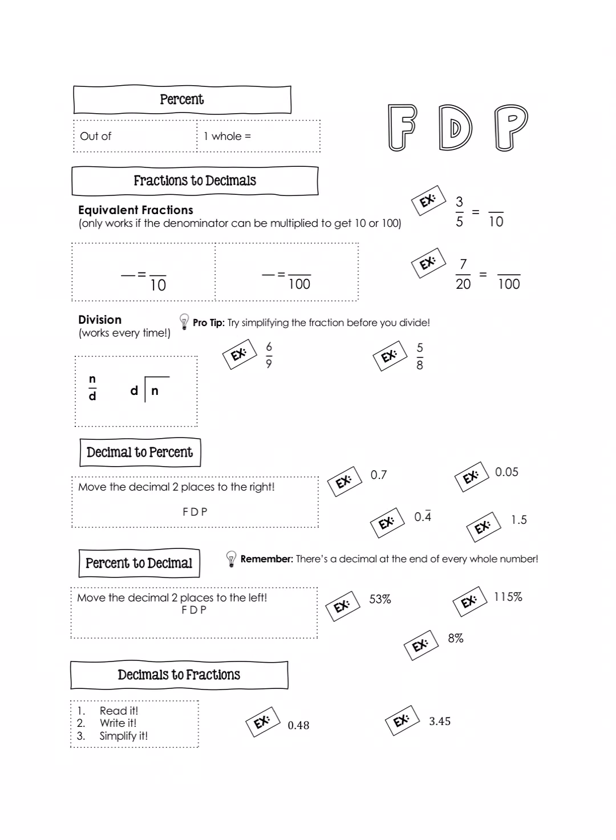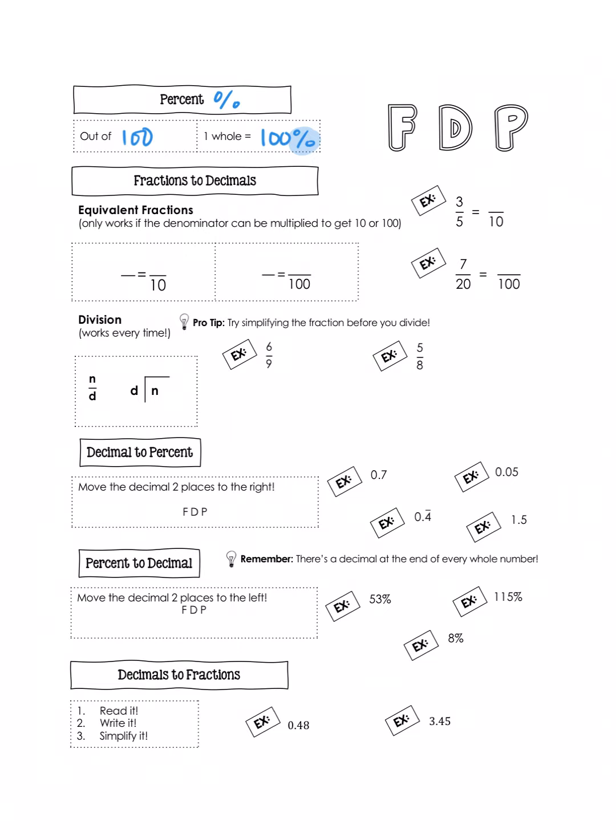Now we're going to talk about fraction, decimal, percent. So first, percent is out of 100. So 1 whole equals 100%. Notice the percent sign is after the amount. So we're going to talk about how to turn a fraction into a decimal, into percent, and vice versa.